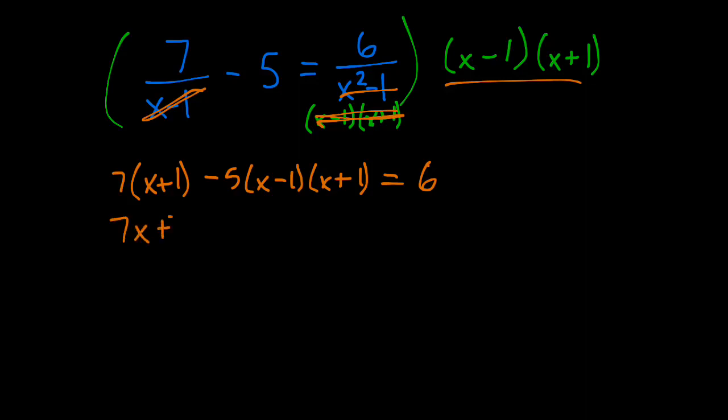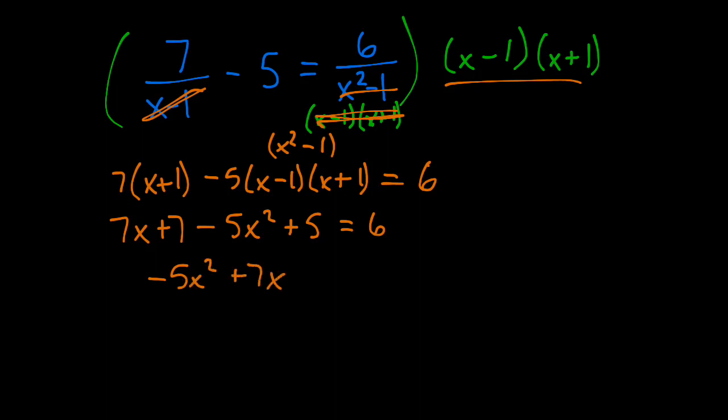So we would have 7x plus 7 minus, I know that x minus 1, x plus 1 multiplies to x squared minus 1. So if we distribute a negative 5 in, we're going to have minus 5x squared plus 5 equals 6. So on the left we have minus 5x squared plus 7x plus 12 once we combine like terms. And I'm going to move everything to the right. I'm going to add everything to the other side. So add this one, subtract 7x, subtract 12, so that my x squared term is positive.